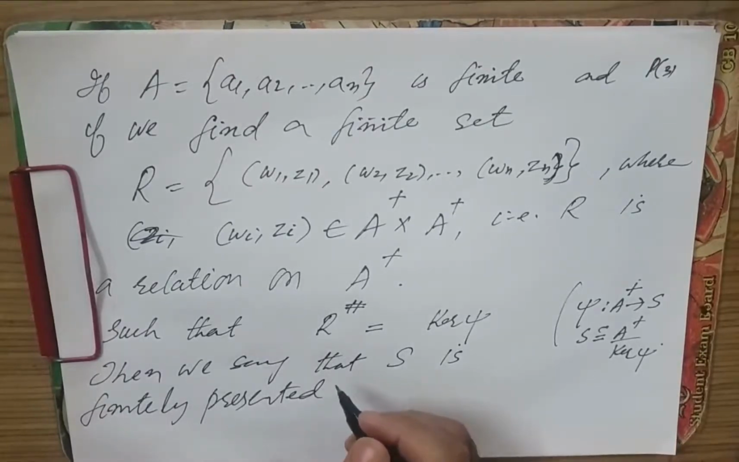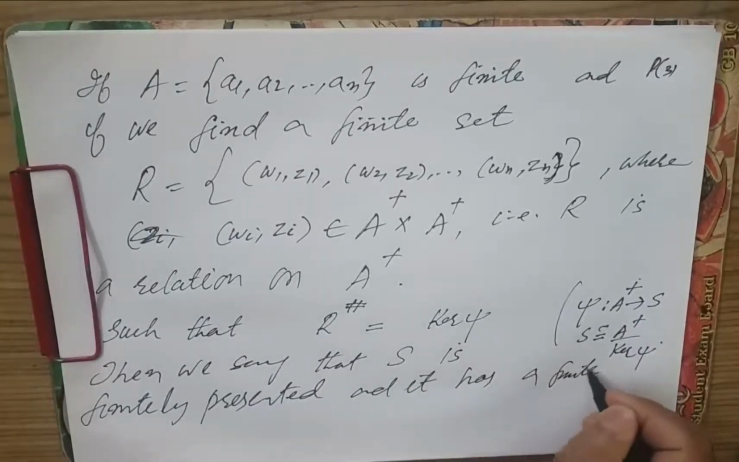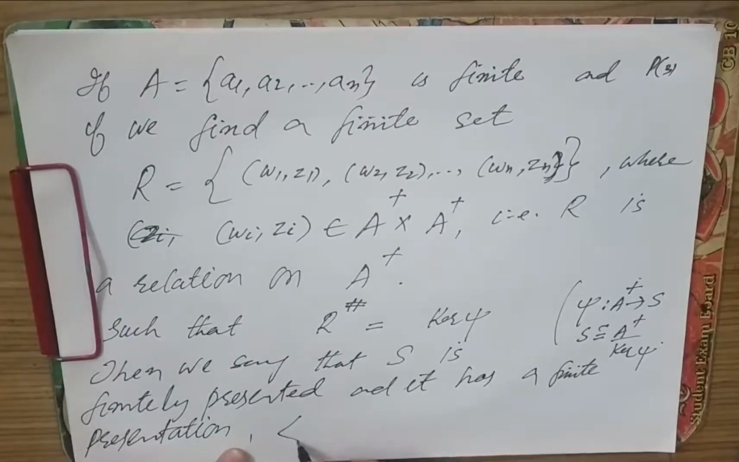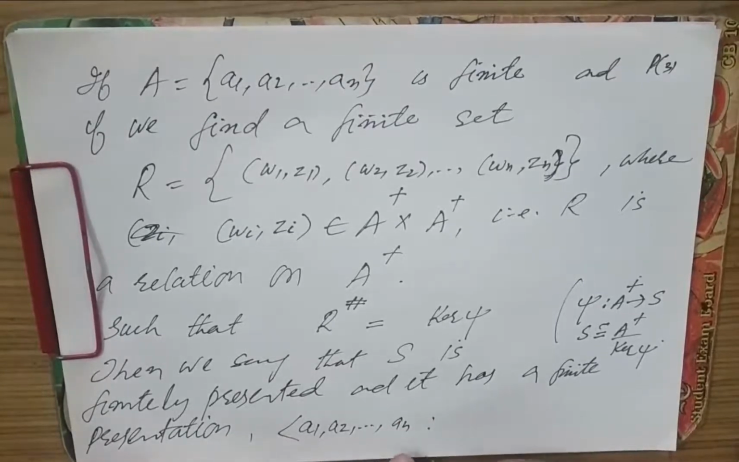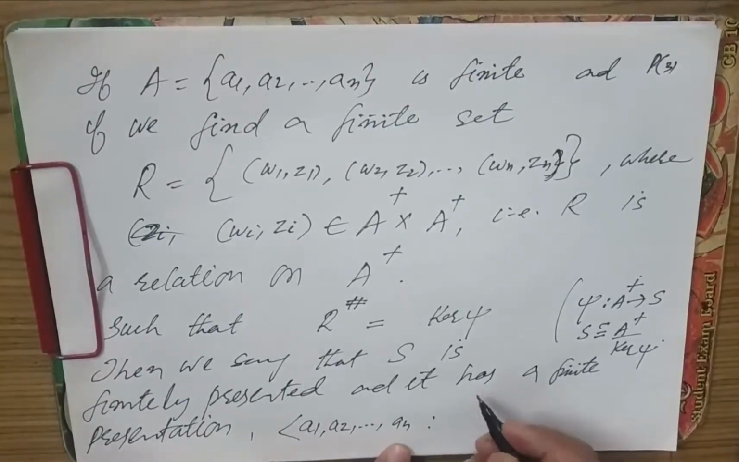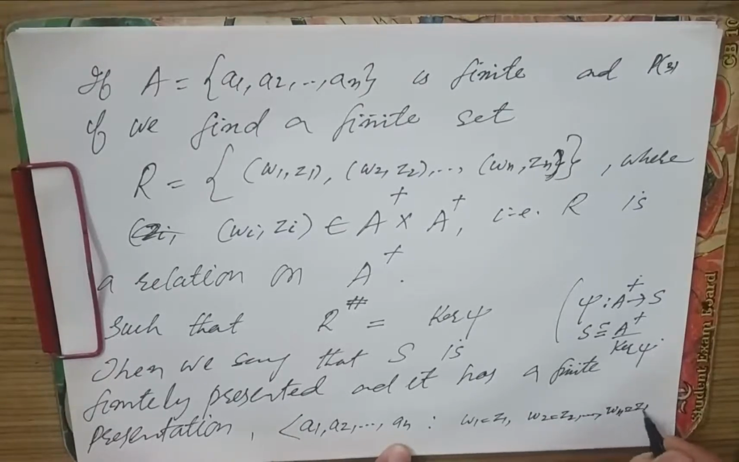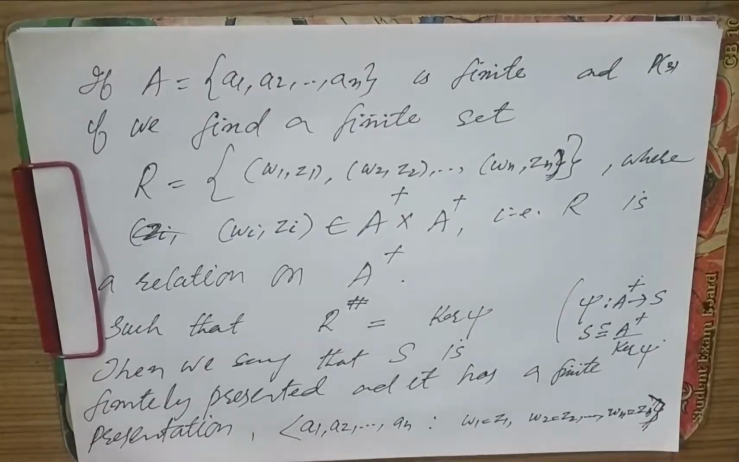and it has a finite presentation like this. S is generated by A1 up to An with the condition that it satisfies these equations: W1 equal to Z1, W2 equal to Z2, and so on up to Wn equal to Zn. This is the representation of the semigroup as generated by A1, A2 up to An. These are the conditions, these are the equations.